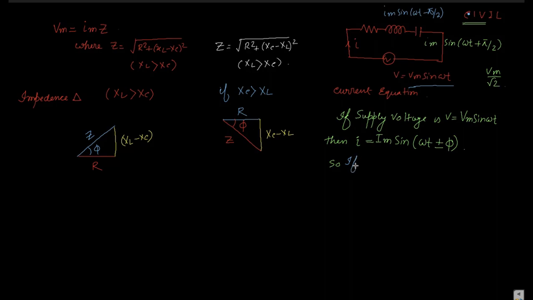So if the capacitive part, if the C is dominating, then the circuit behaves like what? An RC circuit, because here it is a capacitive part, here an inductive part, here a resistive part, and here a capacitive part.